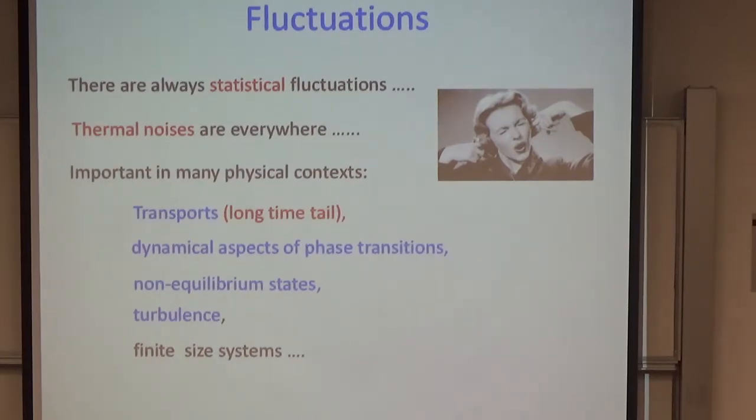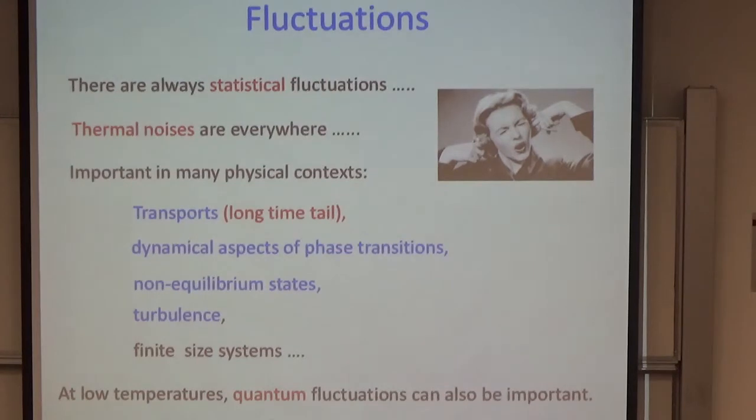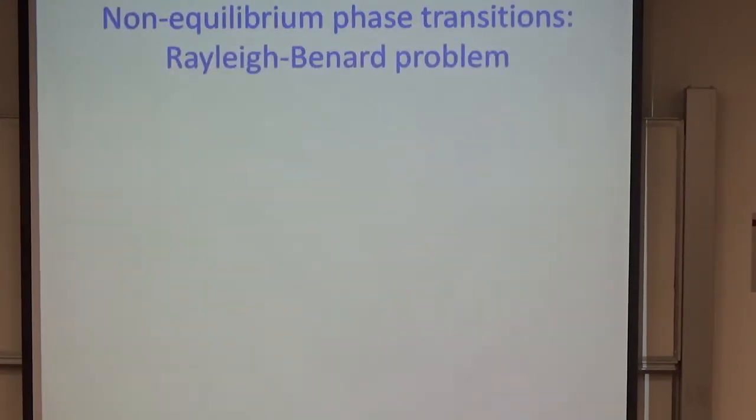So now let me give you two examples. Low temperature quantum fluctuations are also important. But let me just give you two examples in which the hydrodynamic fluctuations play a very important role, and understanding them will help a great deal in understanding those systems. One example is the so-called non-equilibrium phase transition. And the simplest example is the very old Rayleigh-Bénard problem.